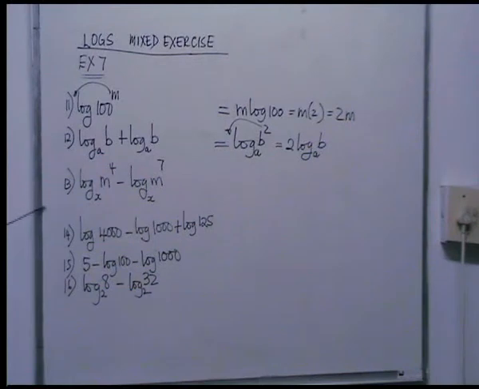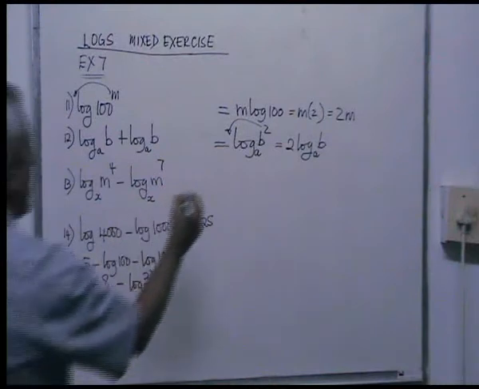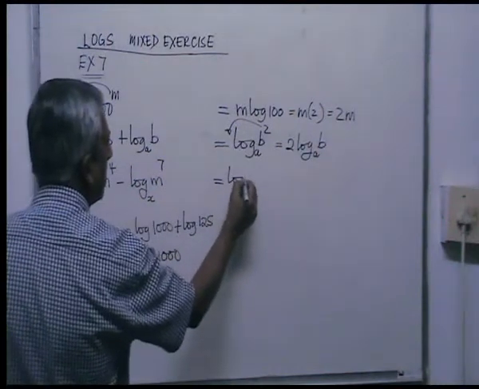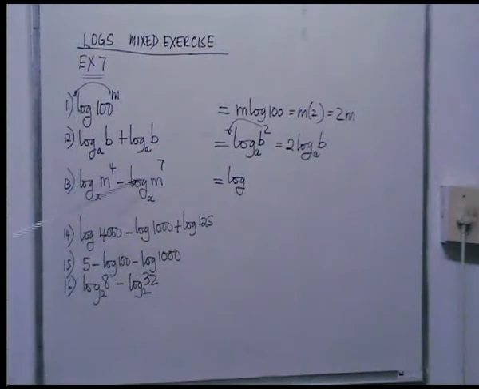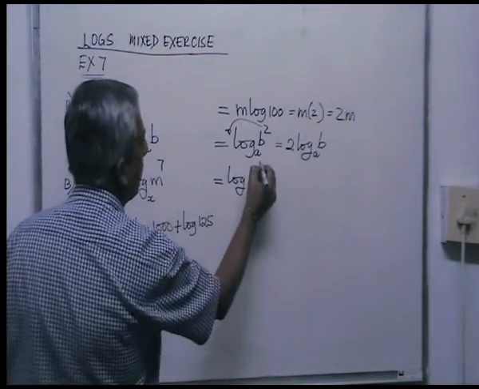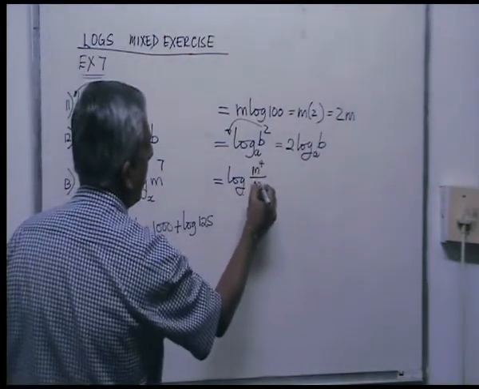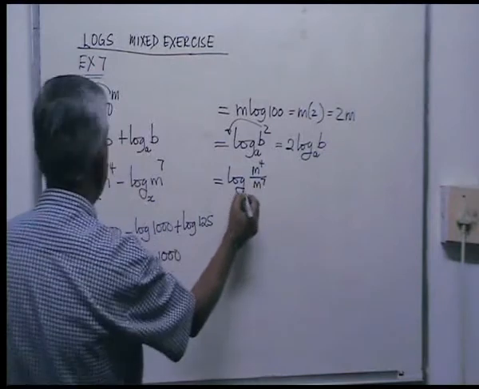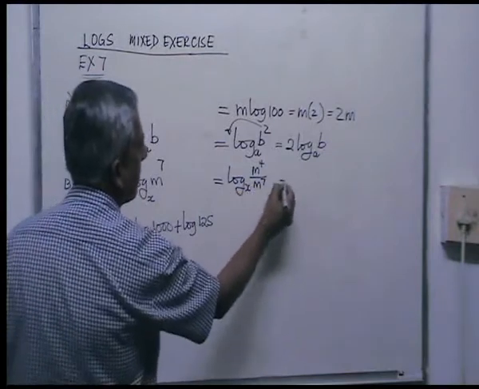Number 13. Well, let's see. We've got a minus and we've got the bases exactly the same. Therefore, I can use the quotient law. So the answer will be log m to the 4 divided by m to the 7, and the base is x.